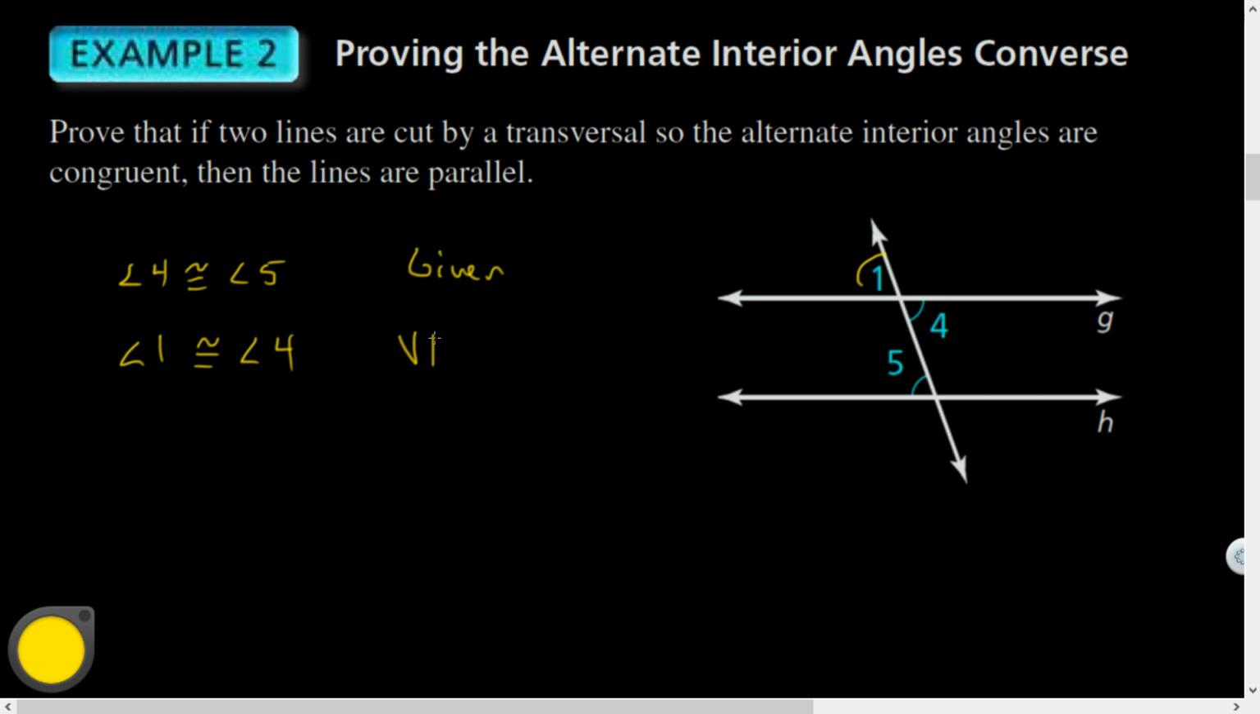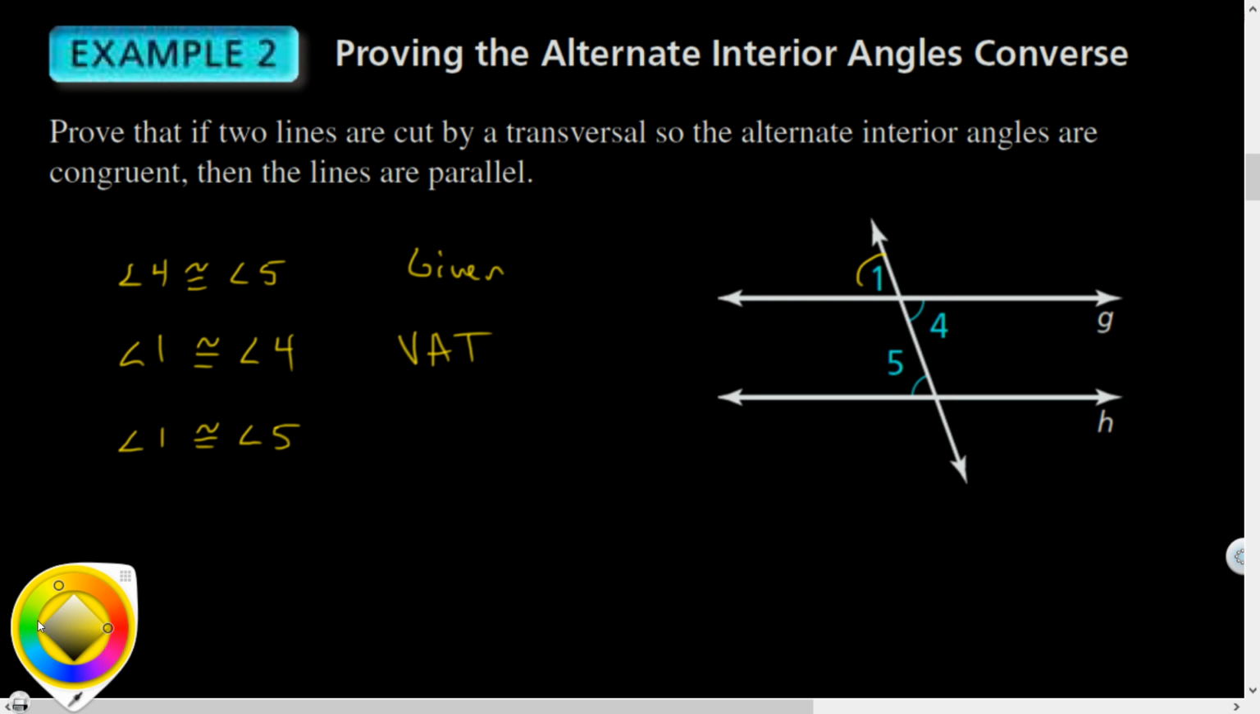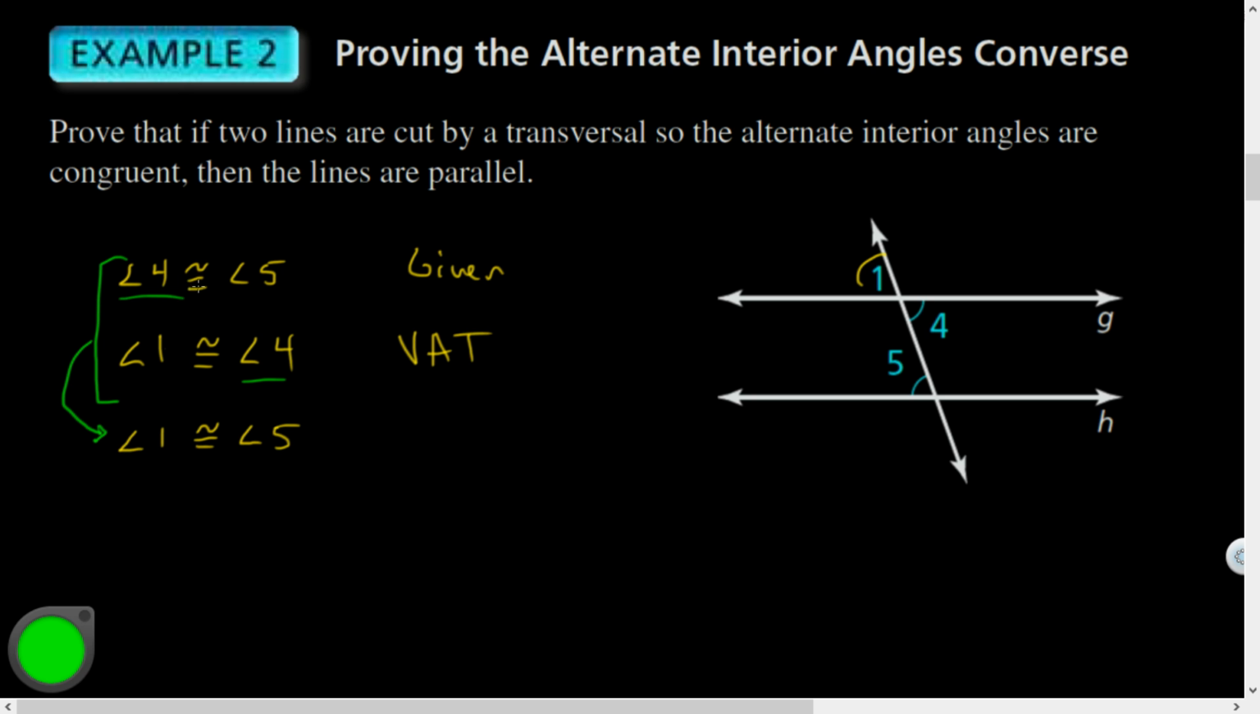Oh, you guys are good at that one now. Vertical angles theorem. Delicious vat of angle measurements. Let's see, now I can say angle 1 is congruent to angle 5. Anyone see it yet? Oh yeah, transitive property. If 1 is congruent to 4 and 4 is congruent to 5, therefore 1 is congruent to 5. It makes sense. That's an explanation, friends. So let's see, transitive property.